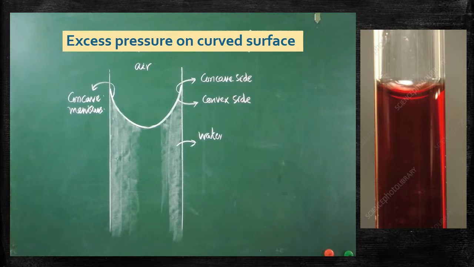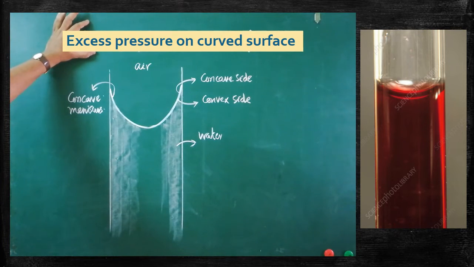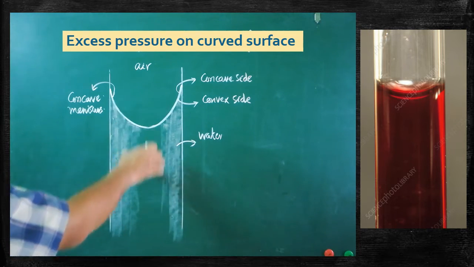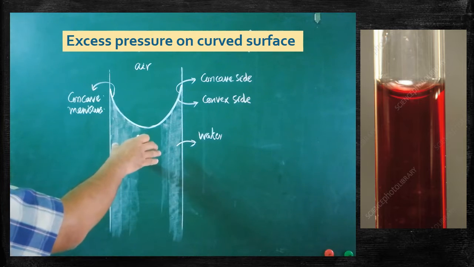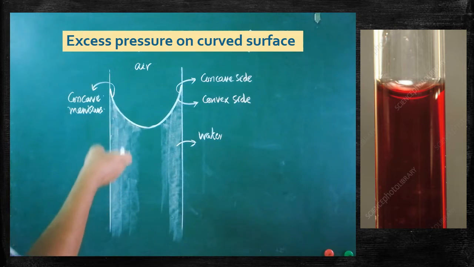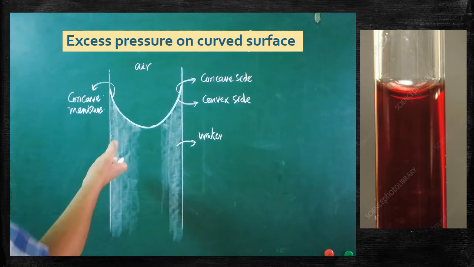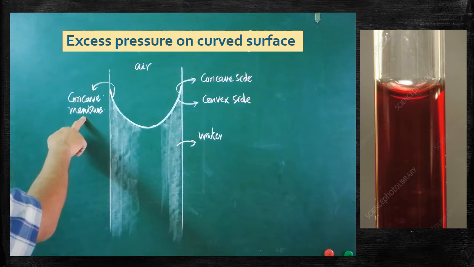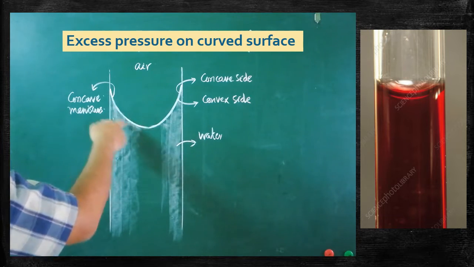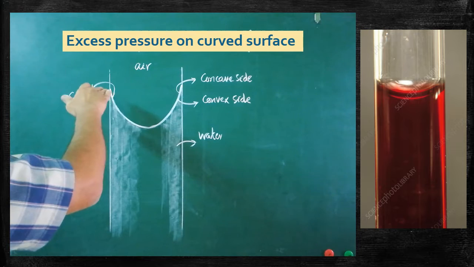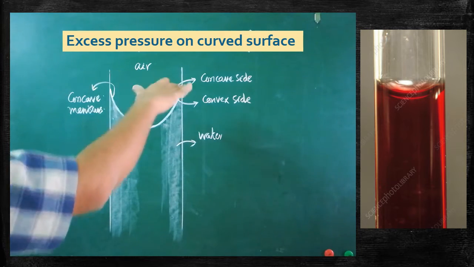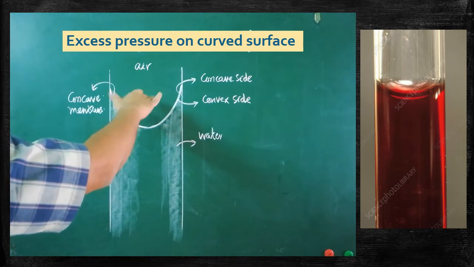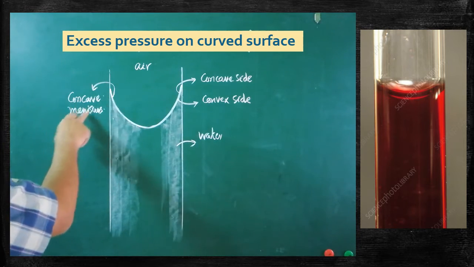Now we are going to see how the excess pressure acts in the case of curved surface of the liquid. Let us imagine water that is stored in a narrow tube. In the case of a capillary tube or any other small narrow tube, if water is there, if you observe the meniscus, how will the meniscus be? The nature of the meniscus will be concave meniscus. The surface won't be flat in nature, it won't be plane. You can see some curved surface. This kind of meniscus is called concave meniscus.